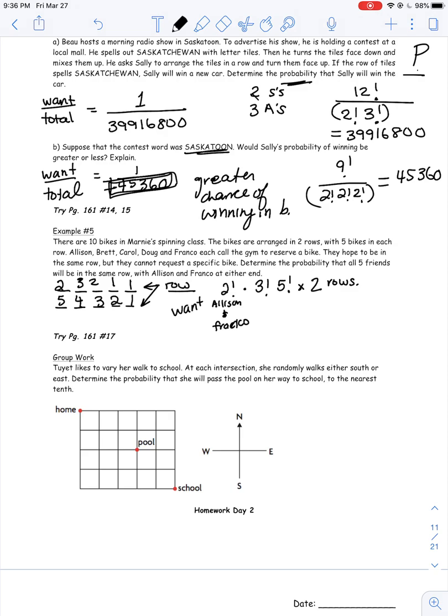And you should get 2,880. Okay, so check that you're getting that number. I'm just triple checking. Yep, okay. And then the bottom would be your total.